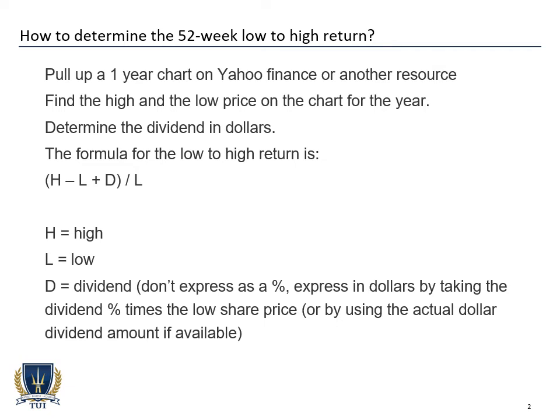So the way you figure out the return is the high price minus the low price plus the dividend in dollars divided by the low price. So that is the high minus the low plus the dividend in dollars divided by the low. That's how you determine the holding period return, the low to high return of your stock for the case 4. I'm sorry, SLP 4. Yeah, this is the SLP 4.